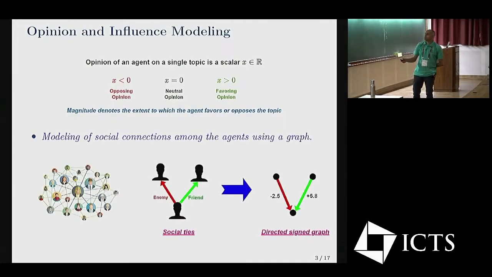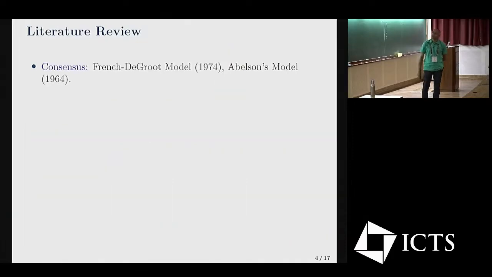Of course, we are also interested in modeling social connections among these agents, and we do it in the usual way. Let's say we have a social network, and then we have peer-to-peer connections between agents. We may or may not have connections between every pair of agents, but at least some pairs of agents have connections between them. These connections could be friendly in nature, but they could also be antagonistic in nature. Because of that, we adopt directed signed graphs to describe these connections.